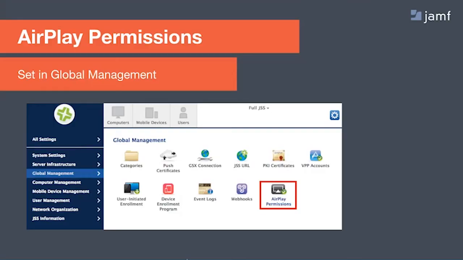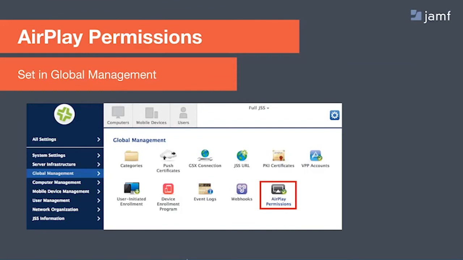All right, so you can see here under global management in our JSS settings, we can access the AirPlay permissions settings. AirPlay permissions essentially allows us to map one or more iOS devices to a specific Apple TV. This offers some pretty exciting functionality for areas such as healthcare or hospitality, where we might have a single Apple TV paired with a single iOS device in that same room. We could also expand that to buildings or any number of inventory items to create that mapping.